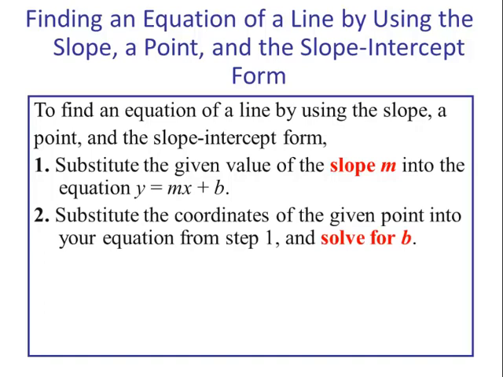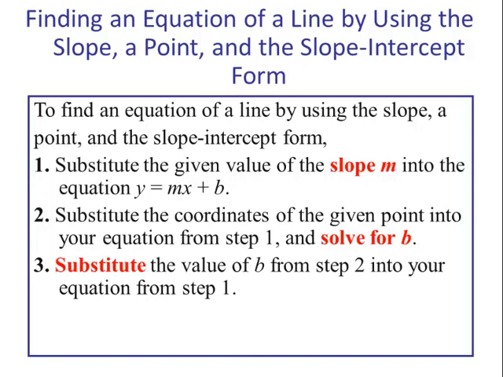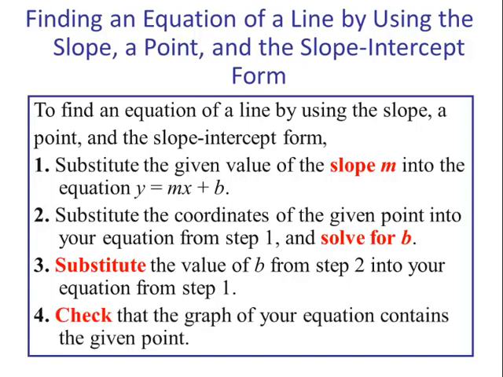Number 2, substitute the coordinates of the given point into the equation from step 1 and solve for b. Number 3, substitute the value of b from step 2 into your equation from step 1. And lastly, number 4, check the graph of your equation and make sure it contains the given point. Let's do an example.